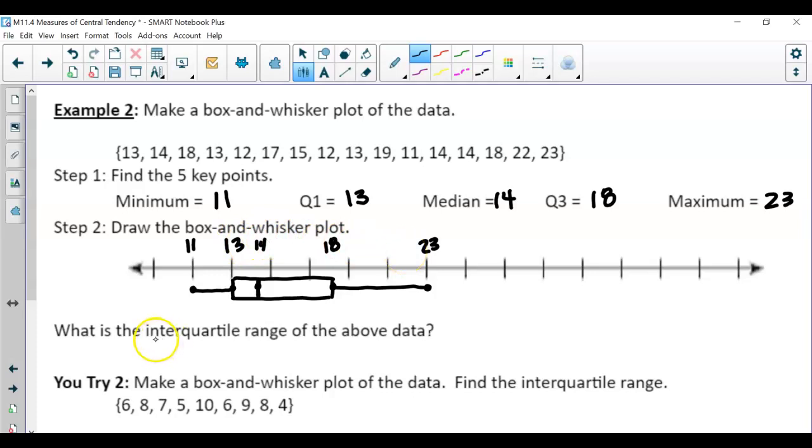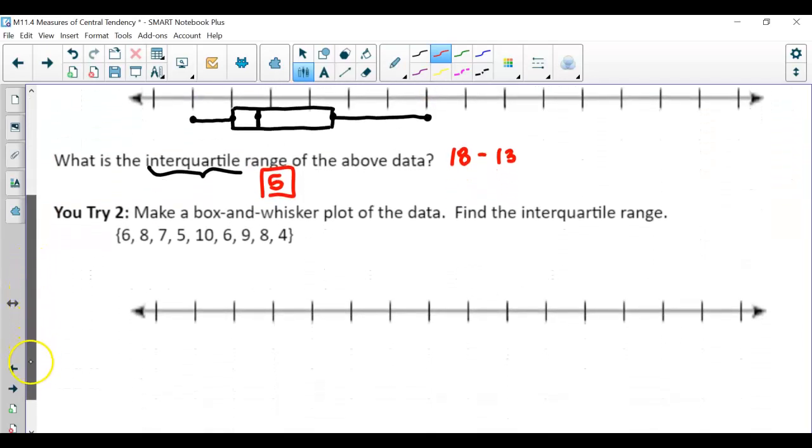Now, if I wanted to know what was the interquartile range, then remember, we just need quartiles. Well, what was quartile 3? 18 minus what was quartile 1? 13. So 18 minus 13, the interquartile range is 5 versus the overall range would be the maximum minus the minimum value, right? That's the overall spread, which is 12. So the interquartile range is 5.